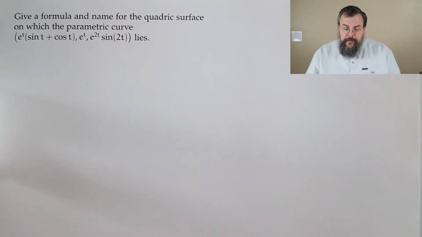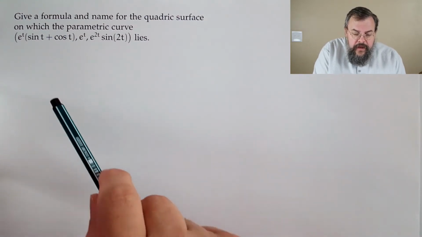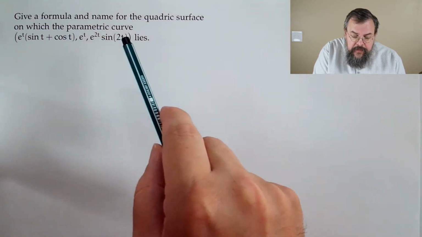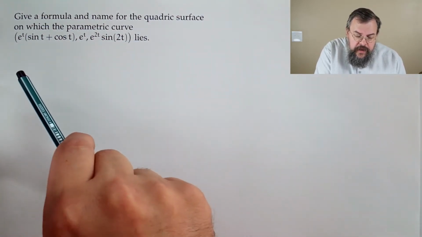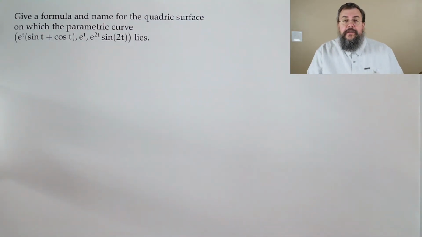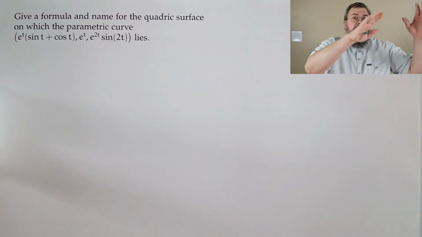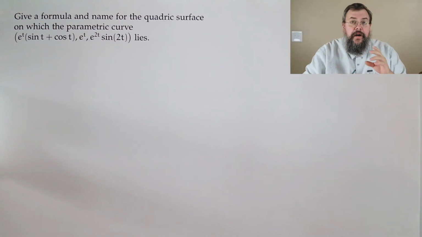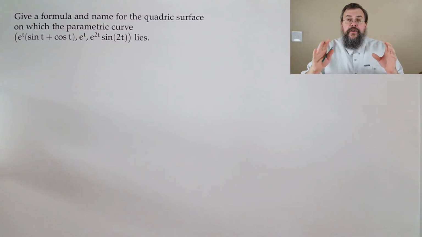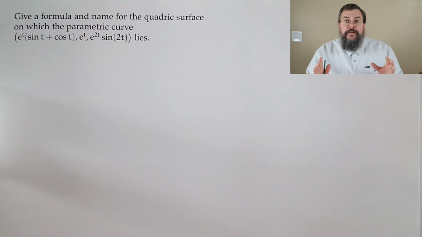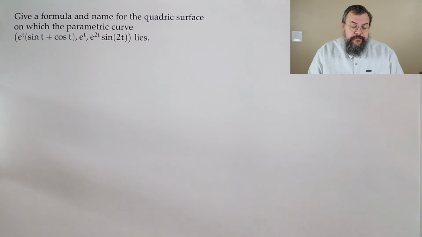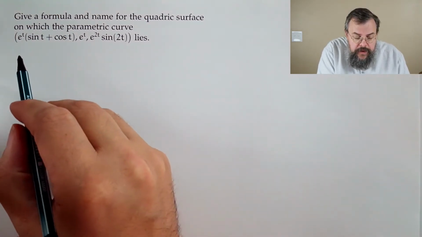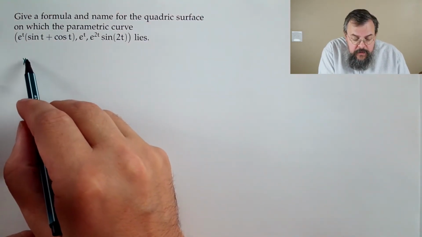Our first problem. Give a formula and name for the quadric surface on which the parametric curve lies. So there's this curve somewhere in space moving around, but it's not moving around arbitrarily. It's on something. What something is it? That's what we need to figure out. So what do we have? Well, let's just see what we can do.